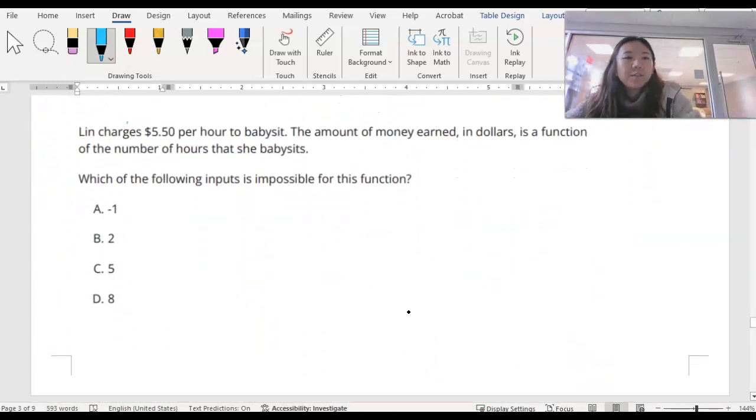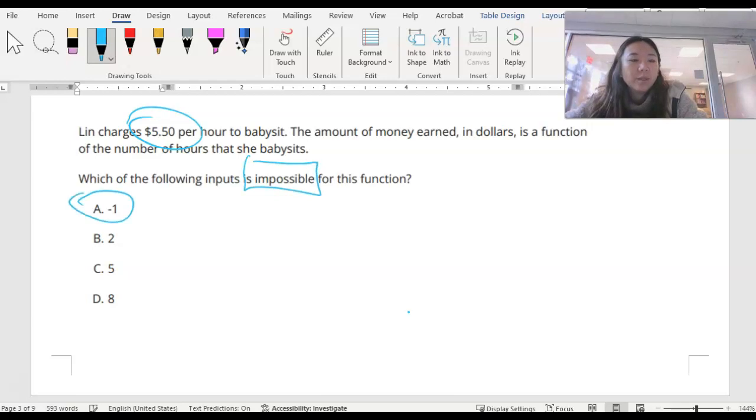All right, Lynn charges $5.50 per hour to babysit. The amount of money earned in dollars is a function of the number of hours that she babysits. Which of the following inputs is impossible for this function? Well, the only one that's negative is -1, because I can't babysit for -1 hours, right? So 2, 5, 8, they're all possible. 8 might be a bit much, but maybe she's really lucky and she needs to up her rate a little bit though, especially if she lives in DC.